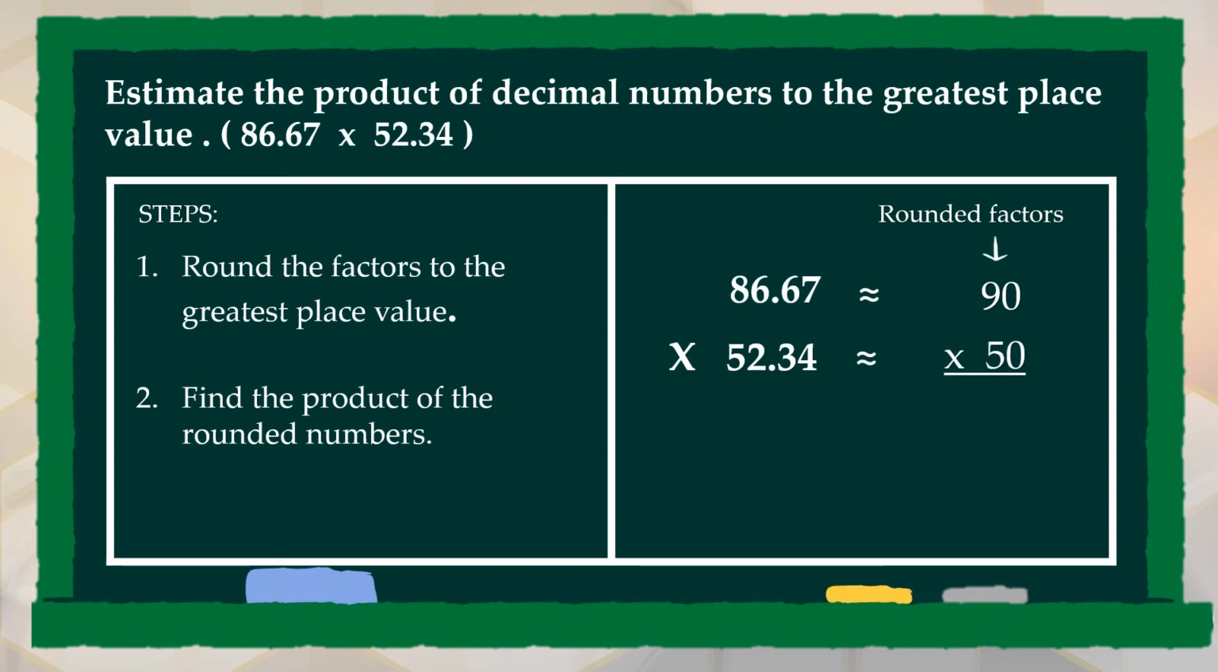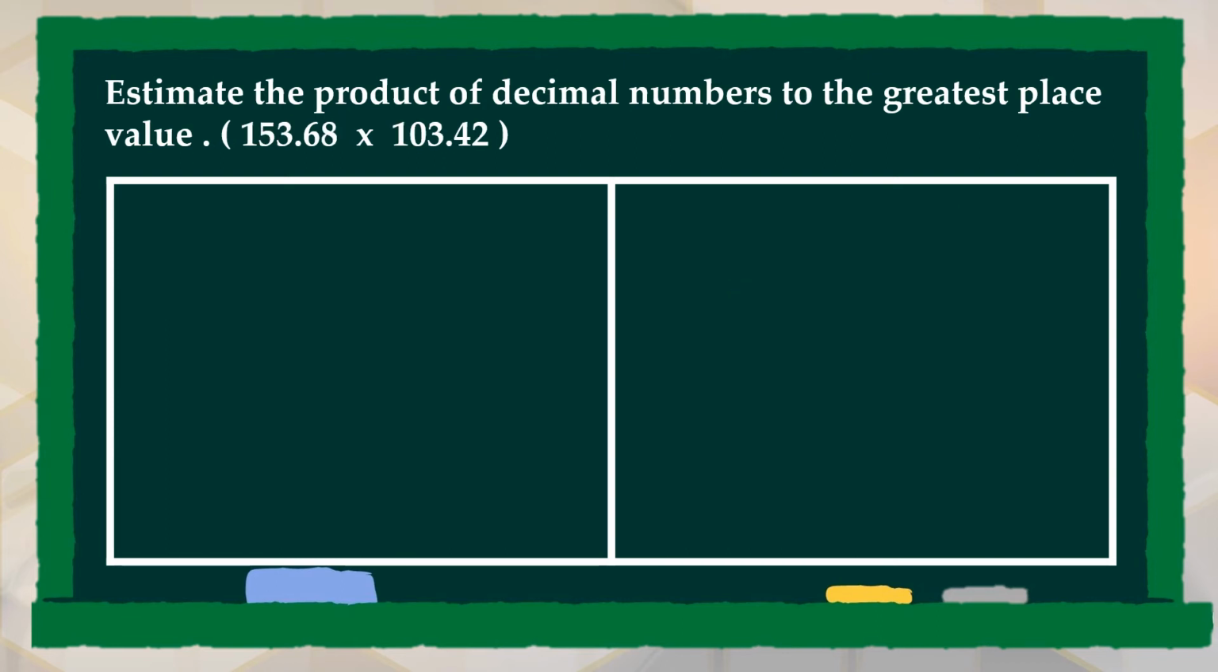After rounding off the factors, let us do the next step, which is multiplying the rounded factors. So, 90 multiplied by 50 is equal to 4,500. So, the estimated product of 86 and 67 hundredths and 52 and 34 hundredths to the greatest place value is 4,500. We have here another example.